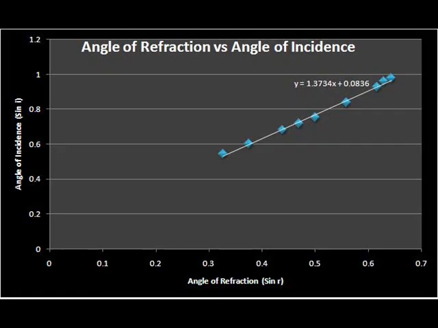We graphed sine I against sine R with sine I on the vertical axis. In order to calculate the refractive index of perspex, the slope of the graph should be calculated. Thus, the angle of incidence should be divided by the angle of refraction.